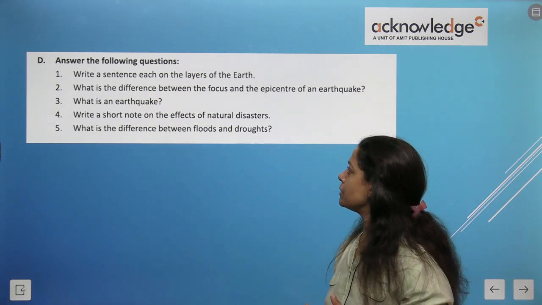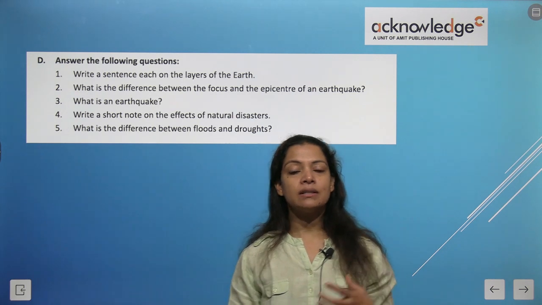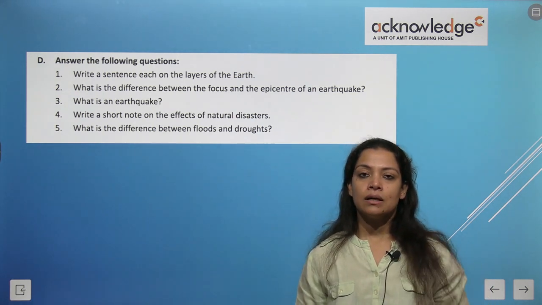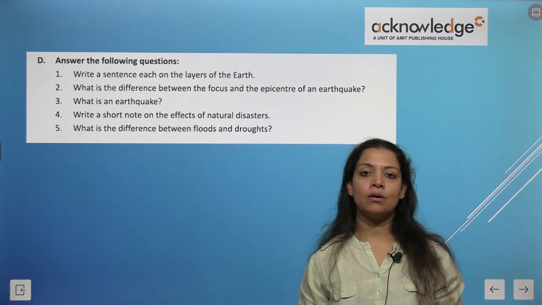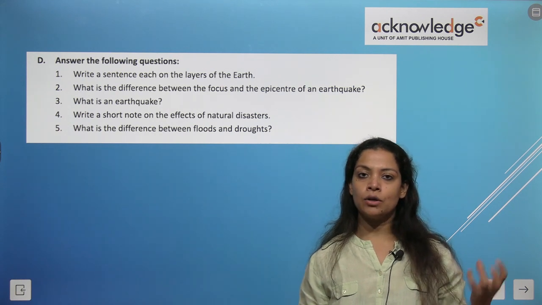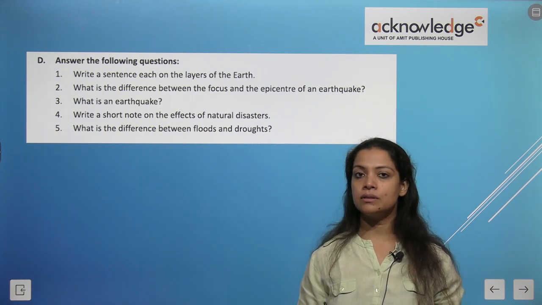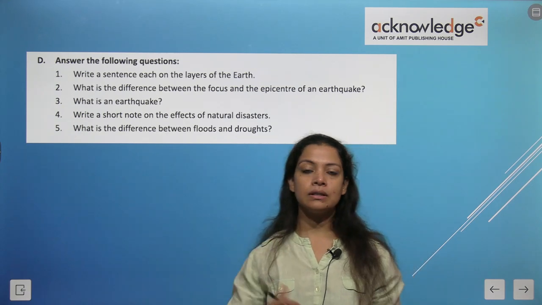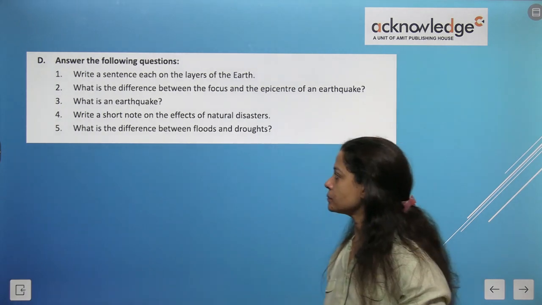Write a short note on the effects of natural disasters. When there is a natural disaster, there's a huge impact on living organisms, on land, on properties, on animals. So, it takes a toll on life and property.